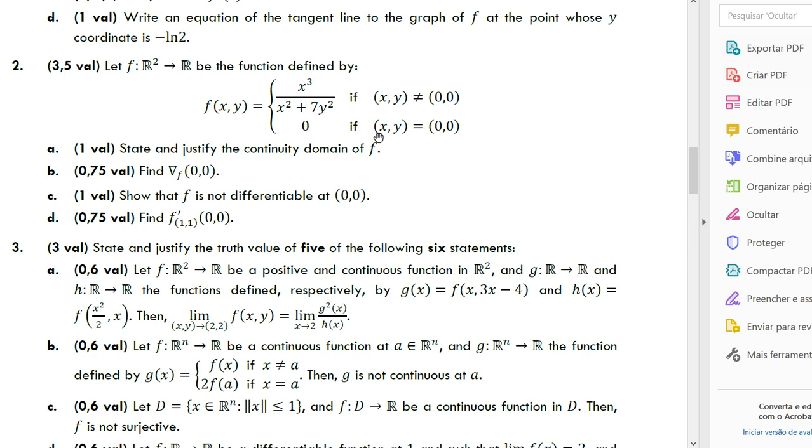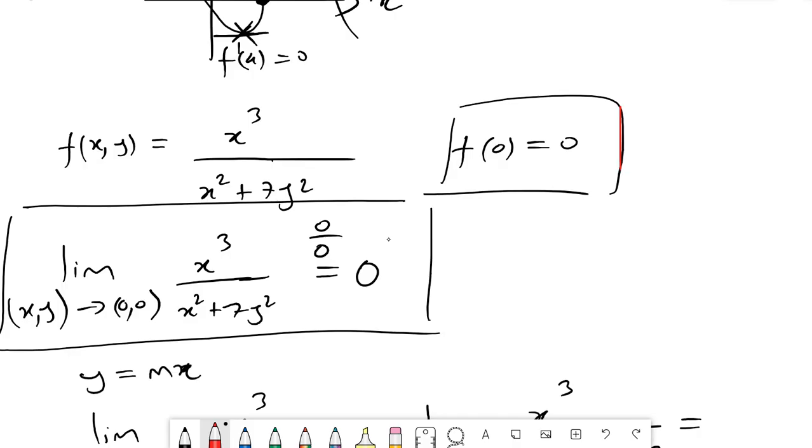Okay, so f of 0, 0 will be 0, and we have to take the limits here. F of 0, 0 is 0, right? This is a function from R2 to R. Now this is the function. So if you take the limit, that will be 0, 0. We get an indeterminate.